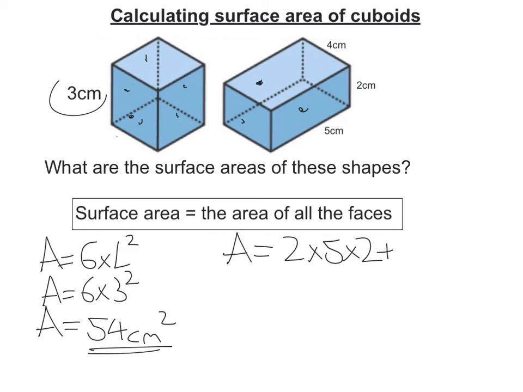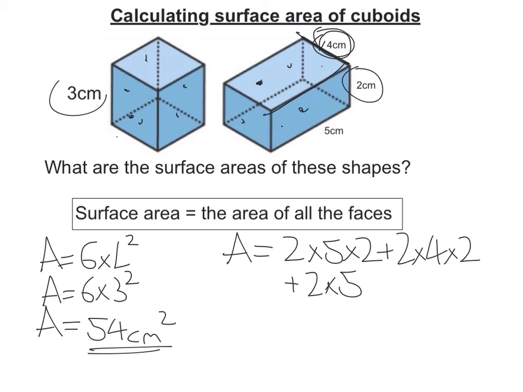Then we've got the front and the back. Well, that is 4 centimeters by 2 centimeters, so 2 lots of 4 times 2. Plus, we have the top and the bottom. So that's 2 lots of 4 centimeters, that's how long the top is, and 5 centimeters, how wide it is.